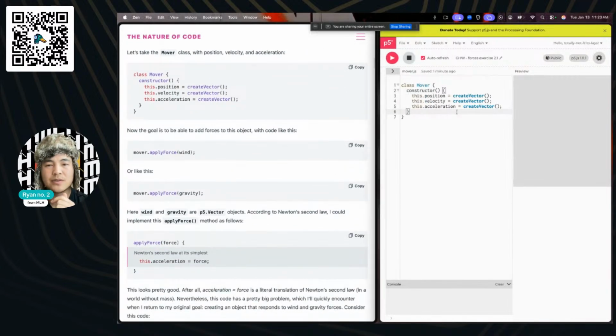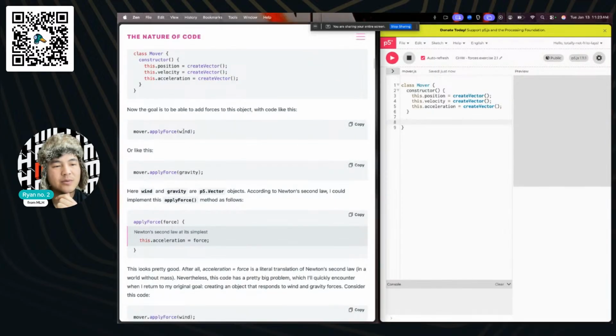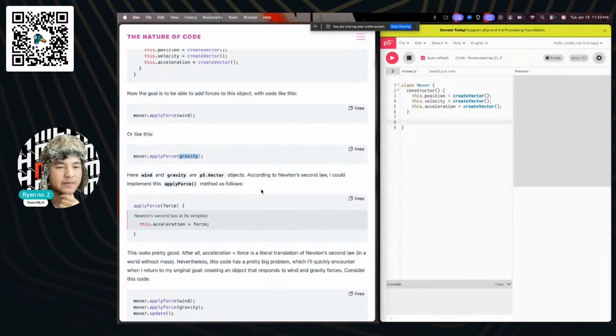Okay, so our goal is to be able to add forces to the object with code like this. We've got mover.applyForce(wind) or something like this, applyForce(gravity). So we want to be taking in some sort of parameter, that is the thing that we give to the function. And we want that to be giving us some sort of force or acceleration.